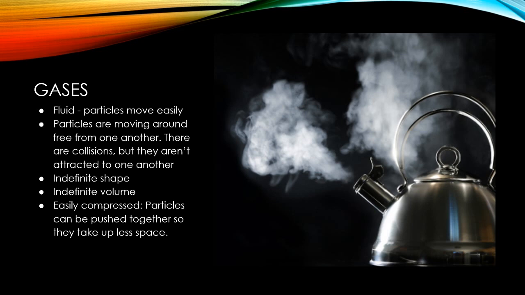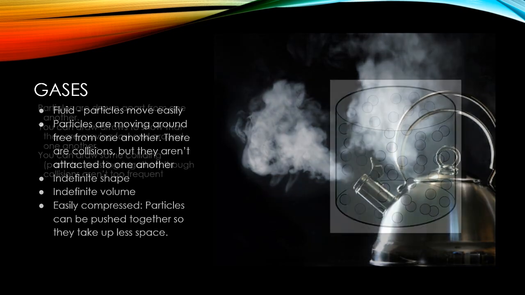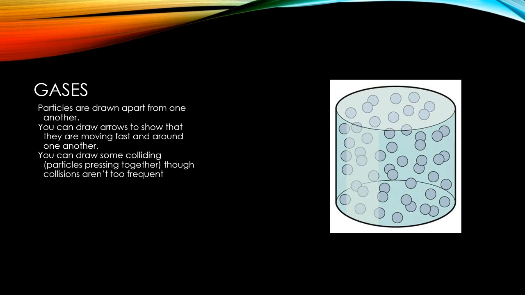So yeah, gases are really cool like that. We can compress them. We can give them the shape of whatever we want to put them in. And to represent those, we generally draw them as being far apart. So you can draw some of them colliding. You see there's a couple of particles that are coming into each other. Sometimes you can draw big arrows to show that they're moving fast and around one another. That's all fine. The big key is to make sure that you draw your particles apart from each other.